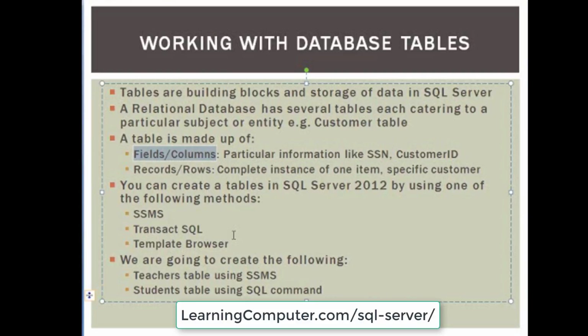Now, related to this is the next item, which is the records and the rows. These really are a complete instance of one item. So you may be looking at a particular record for a specific customer, or if you are, like I said, a hospital, you may be looking at a particular patient record.